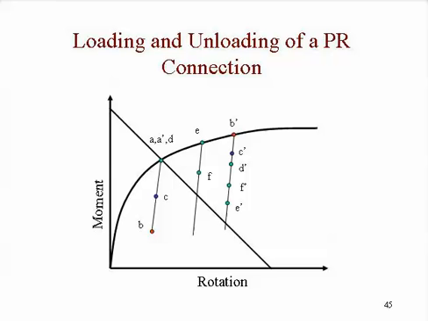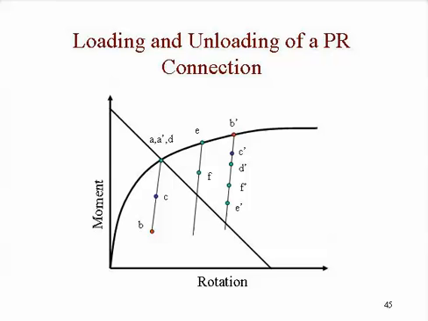Okay? Take the rest of the lateral load off. So now all we have is gravity load. And look at what happens. We go from C back to D, which is where we had originally started on the windward side, and we go from C prime down to D prime because it unloads.